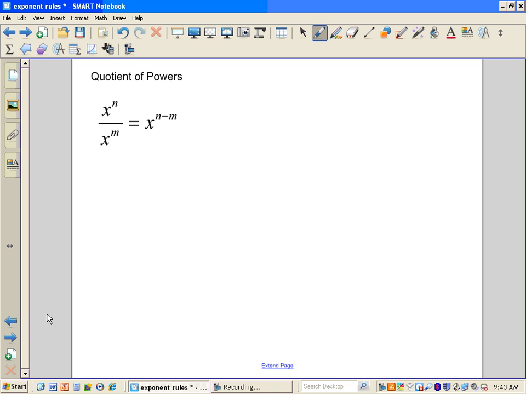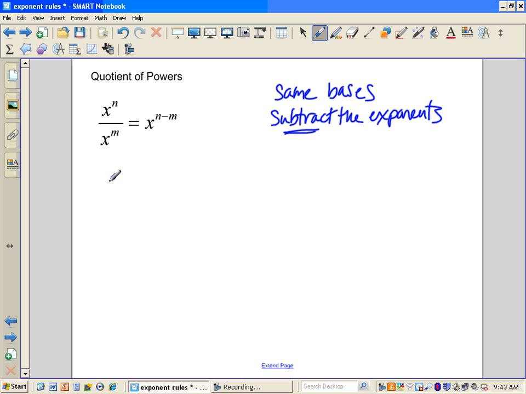Let's look at the next example. Quotient of powers means we're dividing. A fraction bar also means we're dividing. So we have two bases. We have the same bases again. But we're going to this time subtract the exponents. Okay, subtract. Let me show you out an example.